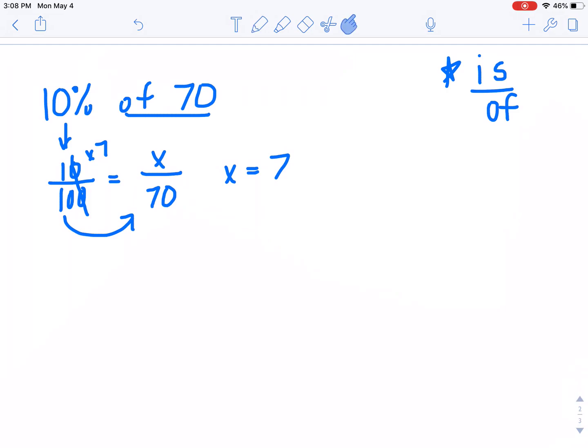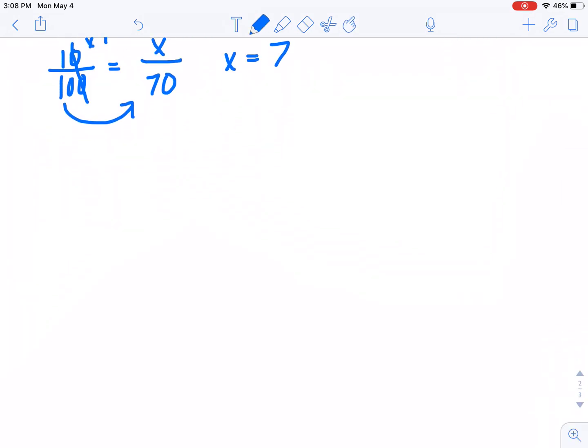Let's try 5% of 60. Okay, so I'm not going to do this. I want you to practice writing right now. How would you write that out? Where does of go? Where does is go? What do we not know? I'll give you a second.